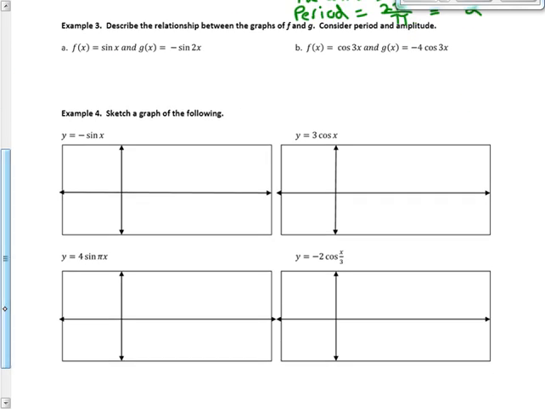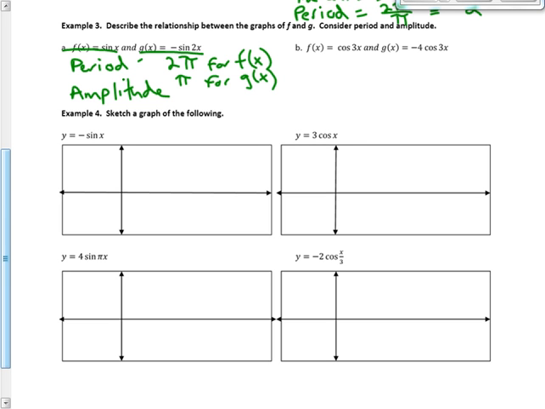This last part is just kind of comparing. So we'll take a quick look at comparing. If I've got sine of x and negative sine of 2x, the two things that I'm looking at are the period and the amplitude. In the first graph, the period is going to be 2 pi because it doesn't have any number in front of the x. So for f of x the period is 2 pi, and then for g of x, the period is 2 pi divided by 2, which is just pi.